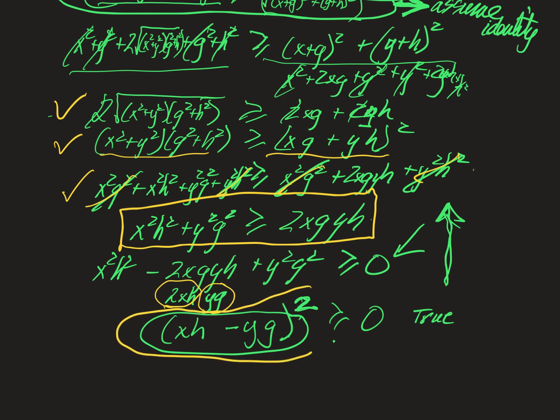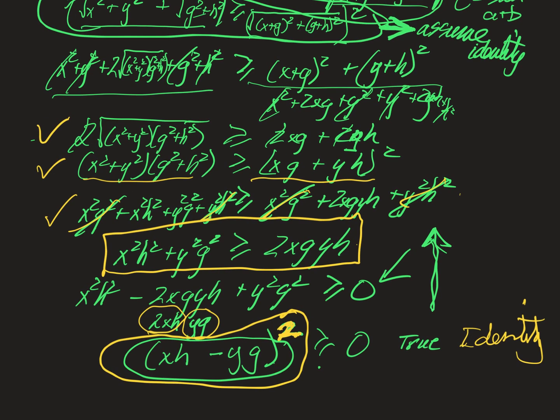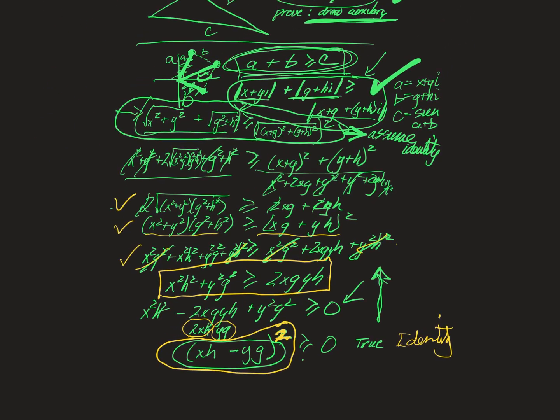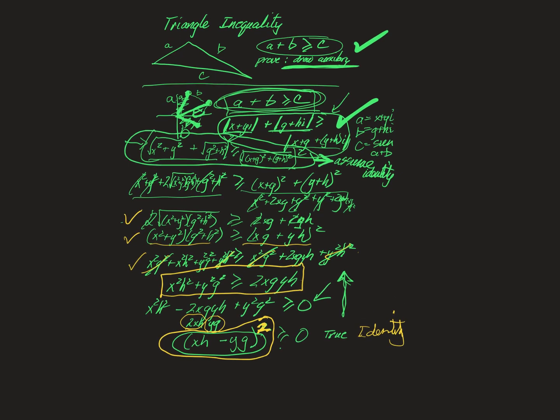So if I can say that this is always bigger than or equal to 0, that means it's a true identity. And I can say that because anytime you square something, it's always positive. So this is always greater than or equal to 0. And therefore, everything I have done from before is true and can be repeated backwards. And therefore, we have proved the triangle inequality.